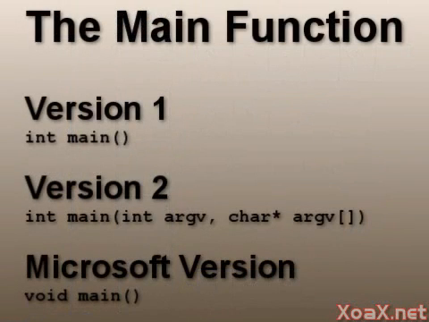We should also mention that you may also see a variant of the main function that takes no arguments and returns nothing. This version is supported by Microsoft's compiler and was used in some of our earlier lessons. However, it is not in the C++ standard, and we have discontinued its usage in order to make our console lessons compatible with all compilers.